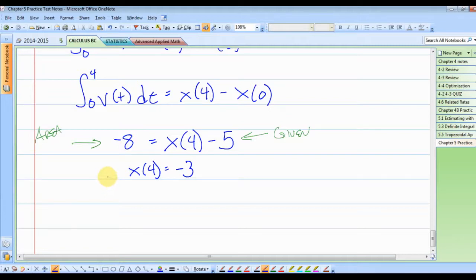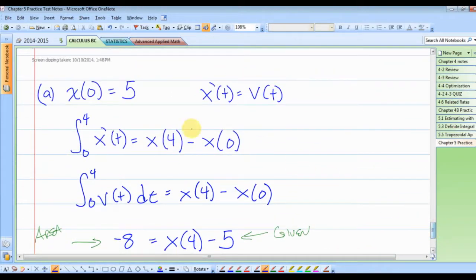Can you reiterate why x prime of t is velocity? It's one of those things, because x is a position function, so the derivative of position is equal to velocity. It's one of the standing things that you should always know. The derivative of position is always velocity.